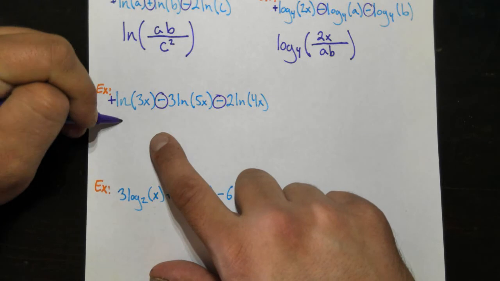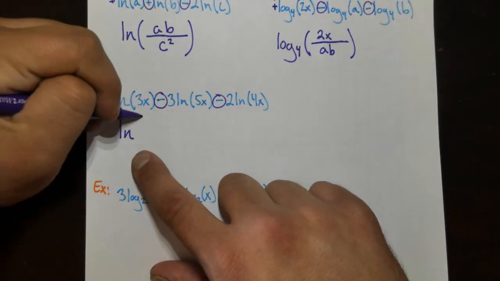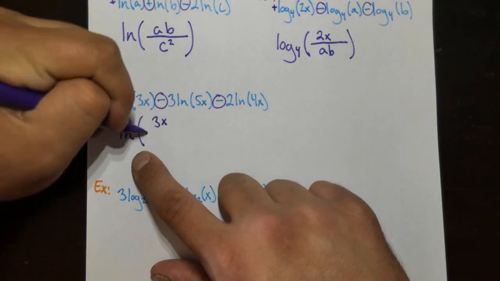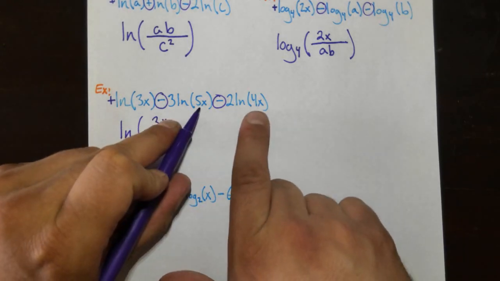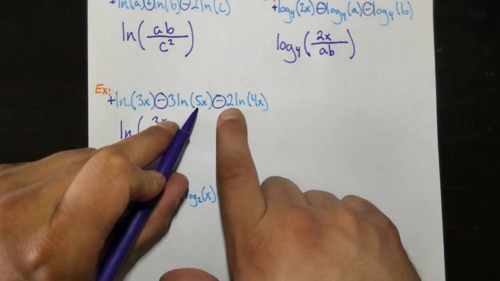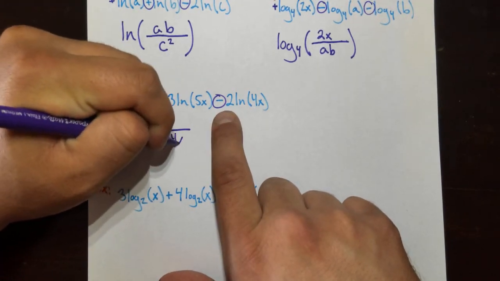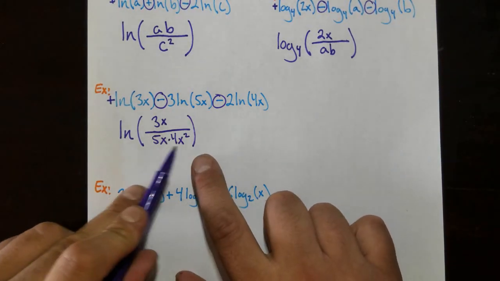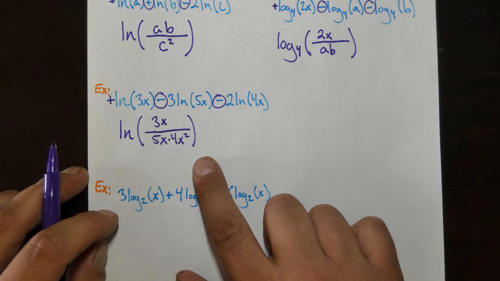So I'm going to write it as a single log. So natural log of, let's see, 3x is going to go on top, divided by the 5x and 4x are going to go on bottom, and the 4x is going to be squared. So it's going to be 5x times 4x squared, just like that. And notice you can simplify this, but don't worry too much about it.